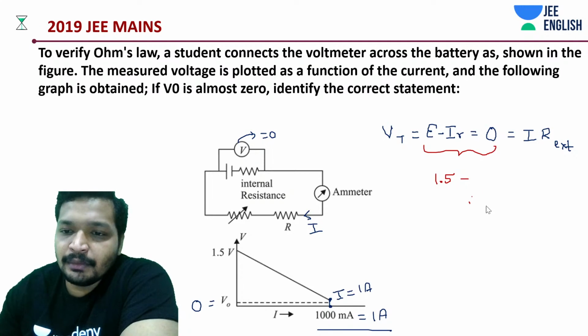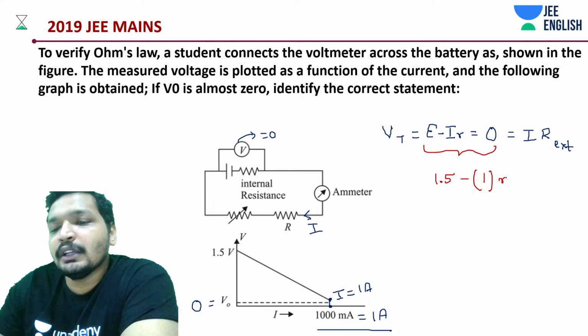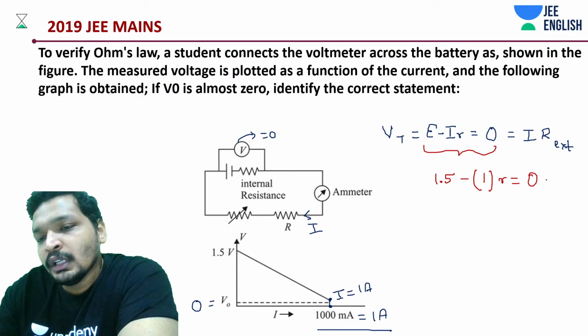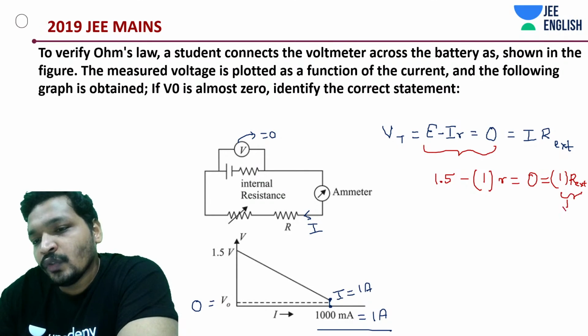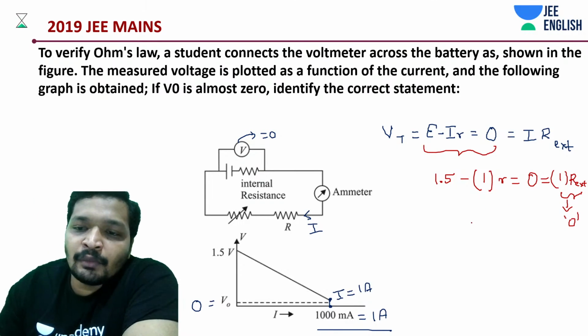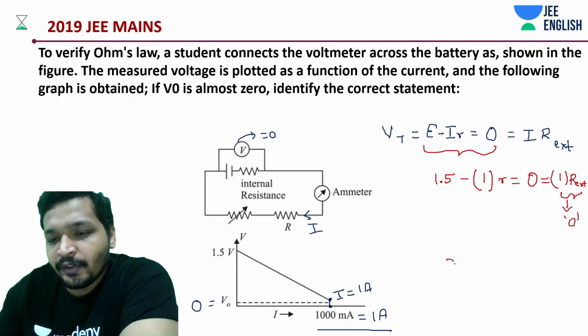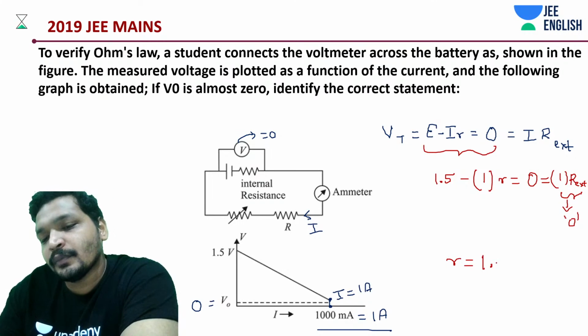It's 1 ampere. I'm substituting that 1 ampere. Then you have 0 is equal to 1 ampere into R external. You know R external is going to be 0. So we know option 3 is also wrong. And then what we have? R is equal to 1.5. End of the story.